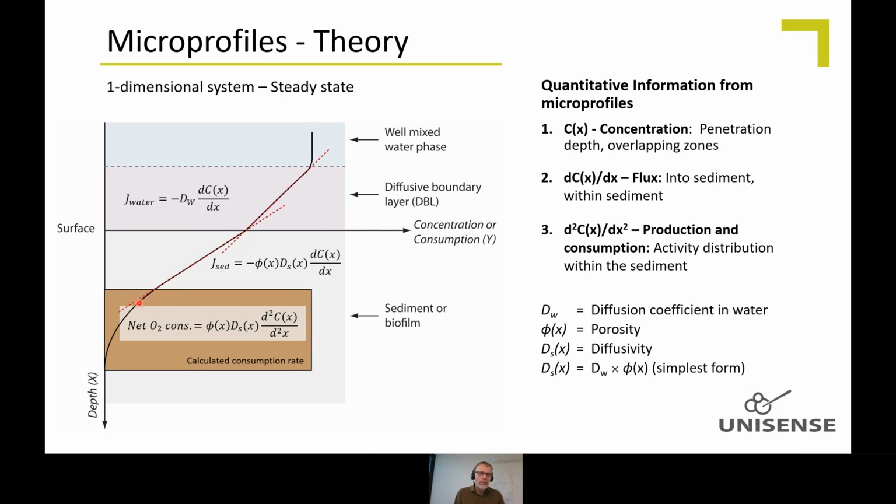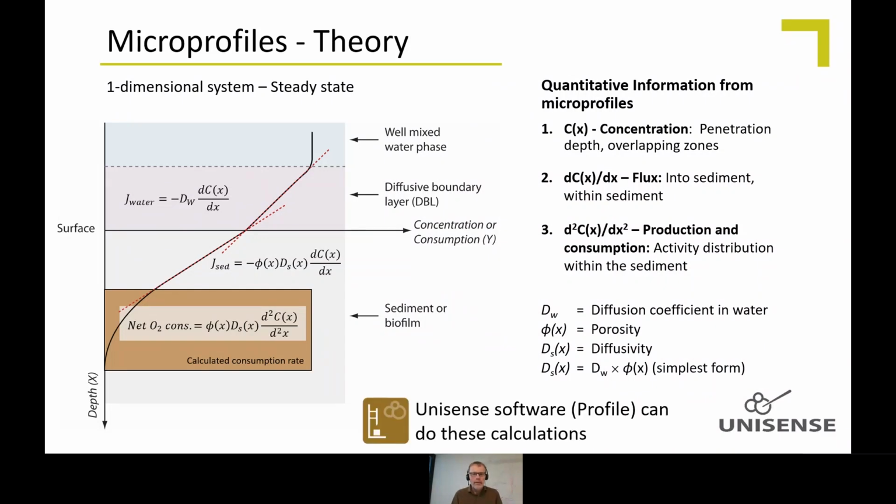Once you get into this part, you can analyze the curvature. This is also what the software does. You have to get the second derivative of the profile here. So you need some kind of mathematical formulation of the profile, so you can differentiate it twice to get this value. Then again, multiply by diffusivity and porosity. Then you get a consumption rate per volume of sediment, so typically nanomoles per cubic centimeter per second. And this can be done in the software.